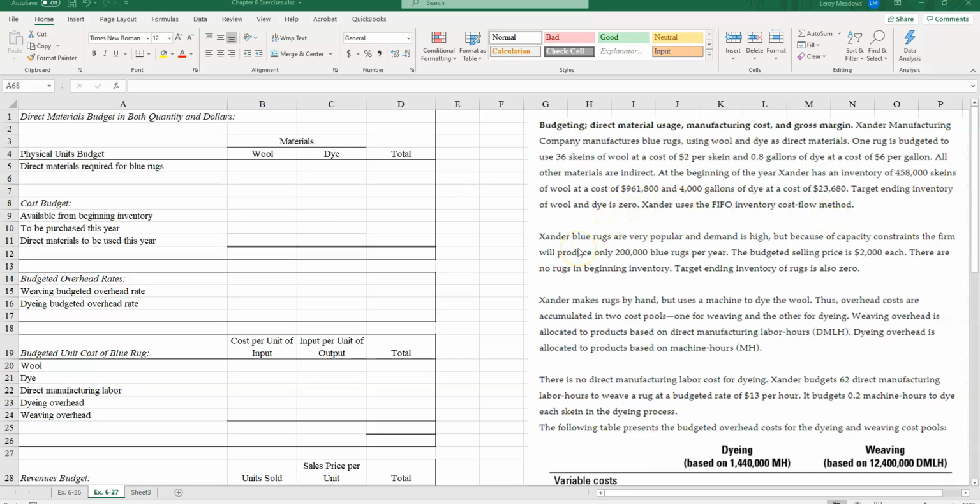Zander blue rugs are very popular and demand is high, but because of capacity constraints, the firm will only produce 200,000 blue rugs this year. The budgeted selling price is $2,000 each. There are no rugs in beginning inventory. Target ending inventory of rugs is also 0.